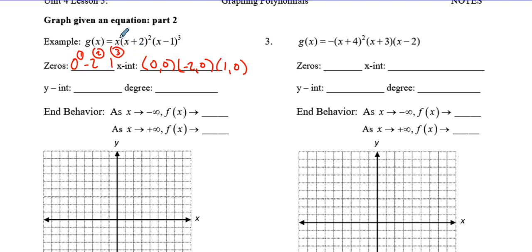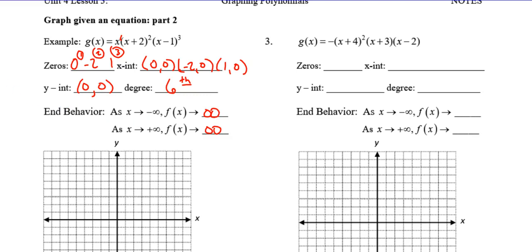A y-intercept, so if I plug a 0 in, that's going to be 0 times whatever, it doesn't matter, so it's going to be 0, 0, which makes sense because that's the x-intercept as well. So the degree here, I'm counting up, this is 1, 2, 3, 4, 5, 6. So this is a 6th degree function. My end behavior, it's a positive function, so I know that this is infinity. It's even, so I know they'll be doing the same thing.